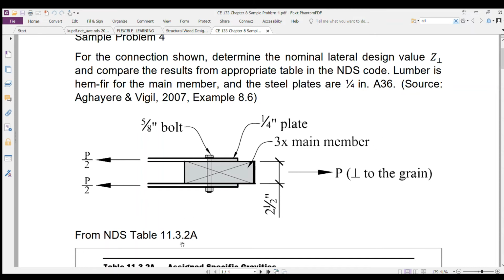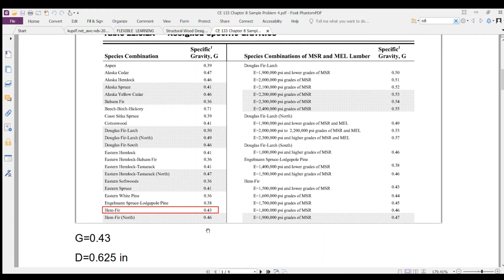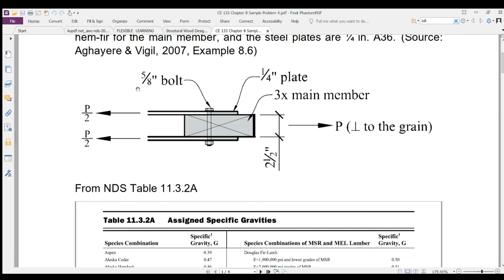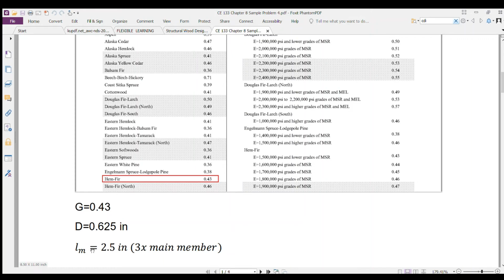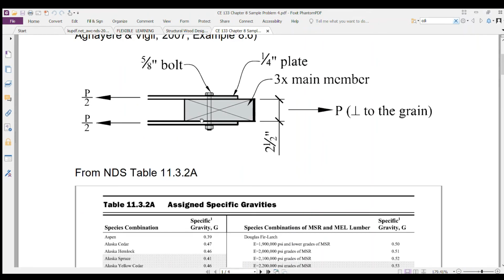Based on table 11.3.2A, the value of G for hemisphere is 0.43. For the value of D, we have a 5/8 inch bolt, so that will be the diameter, and the value of L sub M is equal to 2.5 inches, since the thickness here is 2.5 inches.